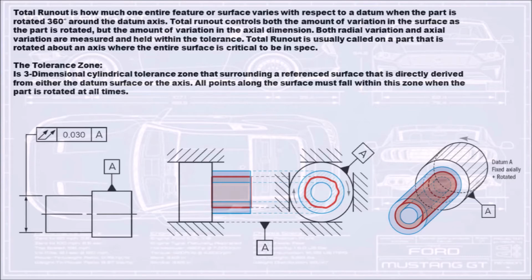Total runout is usually called on a part that is rotated about an axis where the entire surface is critical to be in spec. The tolerance zone is a three-dimensional cylindrical tolerance zone surrounding a reference surface that is directly derived from either the datum surface or the axis. All points along the surface must fall within this zone when the part is rotated at all times.